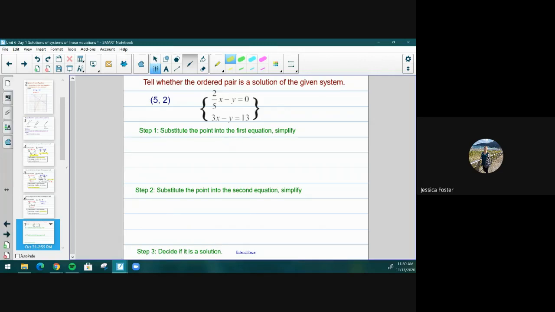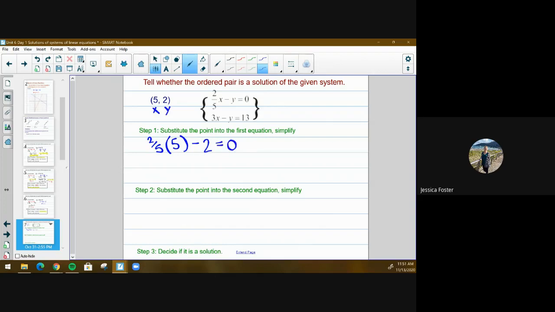2/5 x minus y equals 0, and 3x minus y equals 13. And we want to know if (5, 2) is a solution. To do this, we're going to start with our first equation. So I have 2/5 x. Well, my x value is 5, so we'll just substitute 5 in for x, minus y, which is 2. And then we want to know if that equals 0.